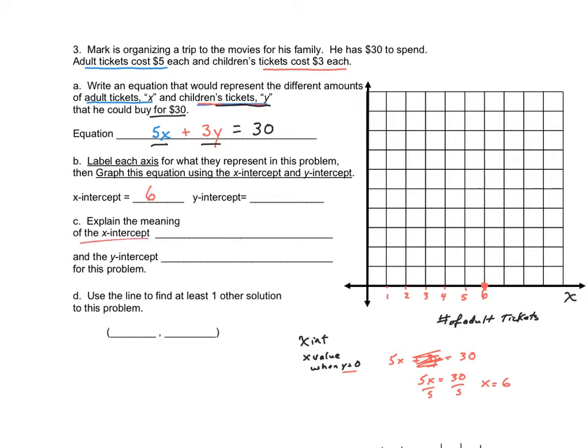The meaning of the x-intercept is that 6 adults go to the movies when 0 children go to the movies. Okay, because the x-intercept is the x value when y is equal to 0. All right, let's find the y-intercept.